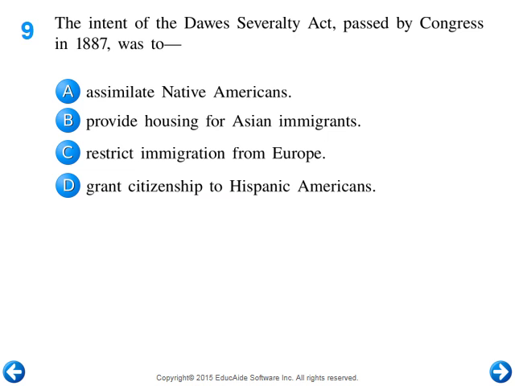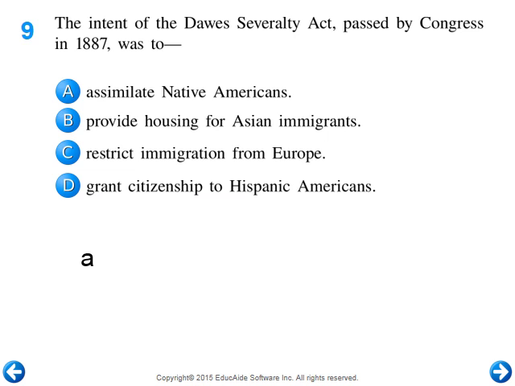All right, number 9. The intent of the Severalty Act. I don't know why I always struggle saying that particular word. Passed by Congress in 1887 was to A, assimilate Native Americans. B, provide housing for Asian immigrants. Had nothing to do with the Asians. C, restrict immigration from Europe. Had nothing to do with the Europeans. Grant citizenship to Hispanic Americans. Nope. It's going to be A, assimilate Native Americans.